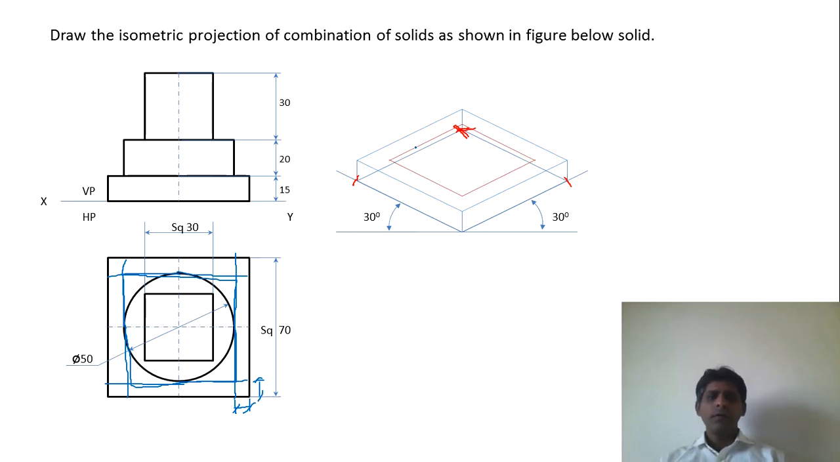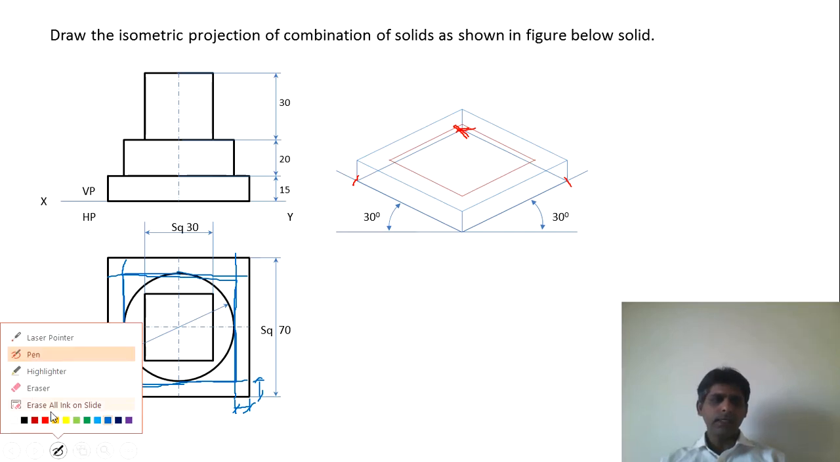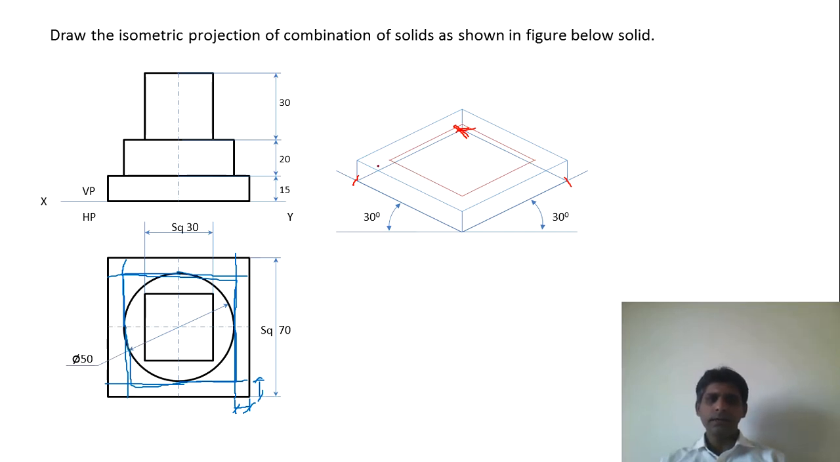So what we can do is mark arcs. I'll take a different color and mark one arc here, one arc here, and from this point one arc here and one arc here. That is, we should actually measure this distance, convert it into isometric length, and from these points mark the arcs. Similarly, from this point we can mark these arcs. These arcs have to be marked, and then you have to join them.